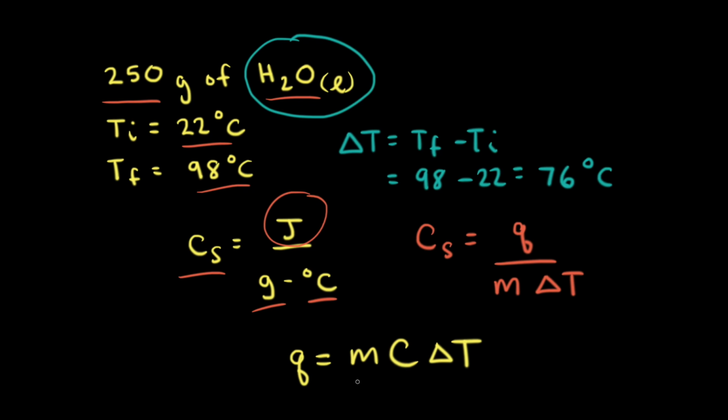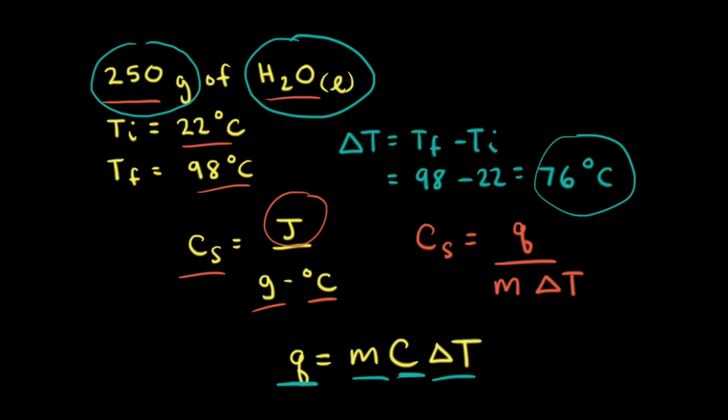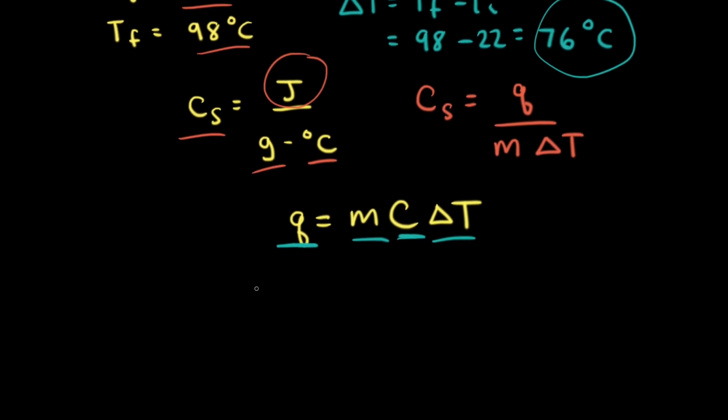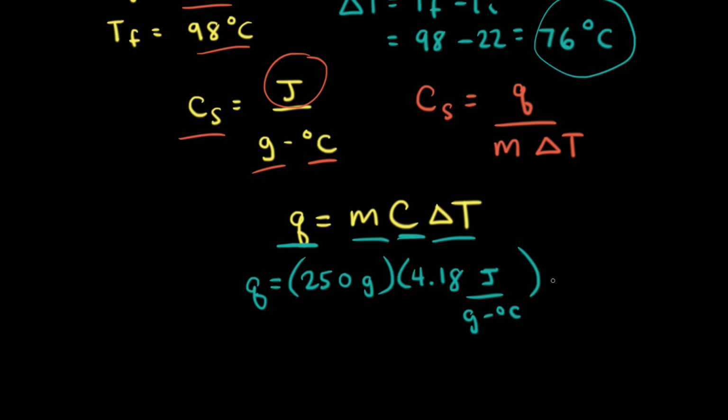Next, we can plug everything into our equation. Q is what we're trying to find. M is the mass of the substance, which is 250 grams. C is the specific heat of water, which is 4.18 joules per gram degree Celsius. And delta T we've just found is 76 degrees Celsius. So let's plug everything into our equation. Q would be equal to, the mass is 250 grams. The specific heat of water is 4.18 joules per gram degree Celsius. And the change in temperature is 76 degrees Celsius.